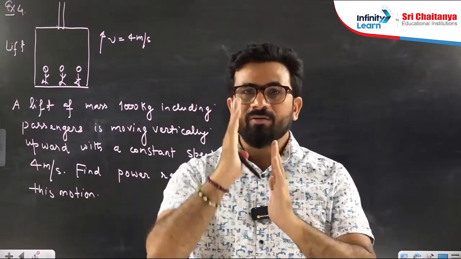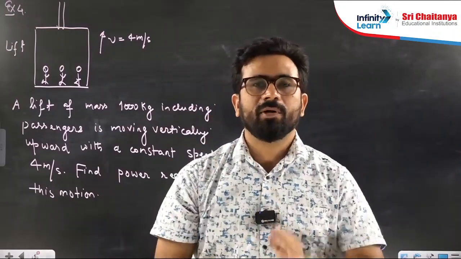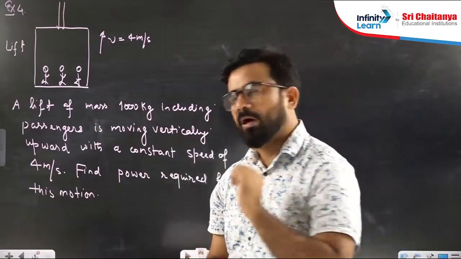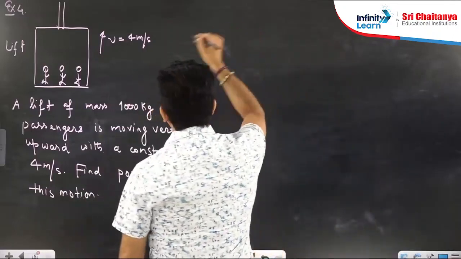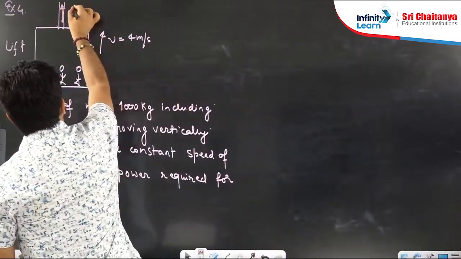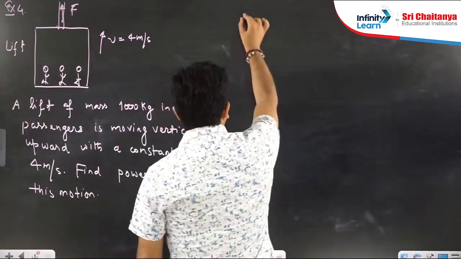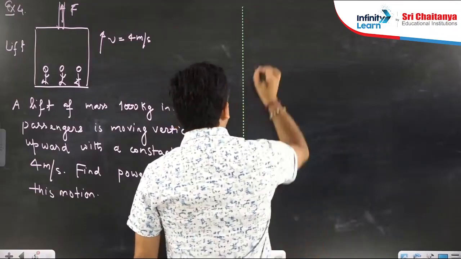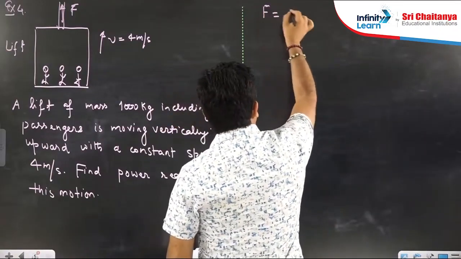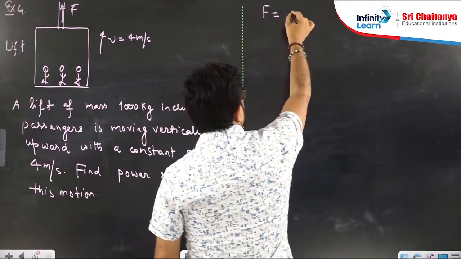Upward force we know. Velocity we know. Just put the dot product, you will find the power. So how will we calculate? Suppose there is one force F upward, I am writing it, or you can say tension also. So from that you will see clearly that the upward force is equal to mg.